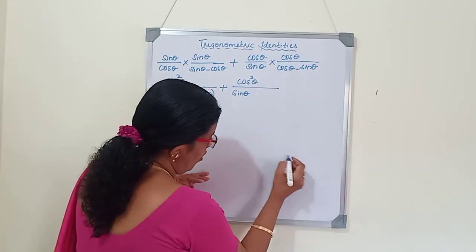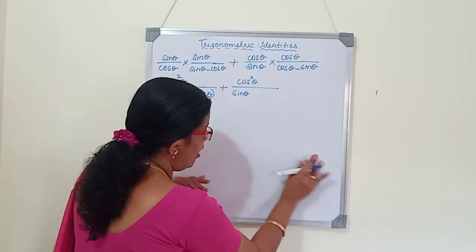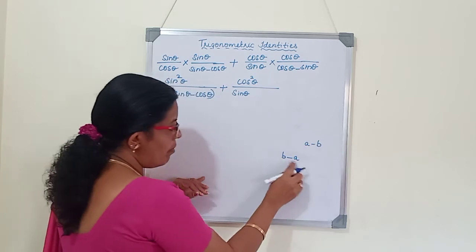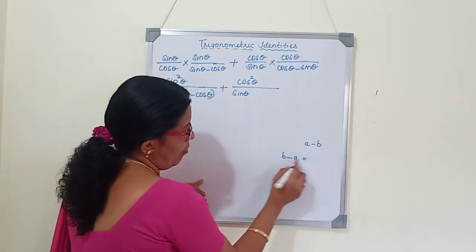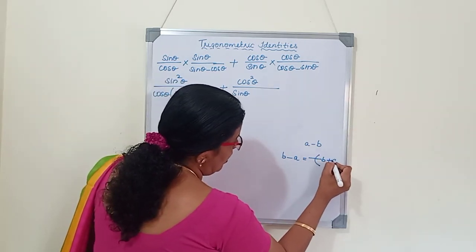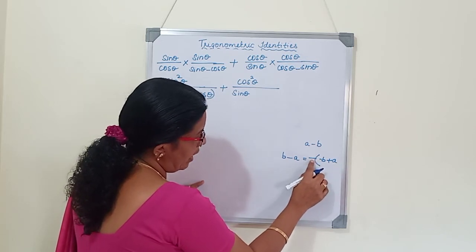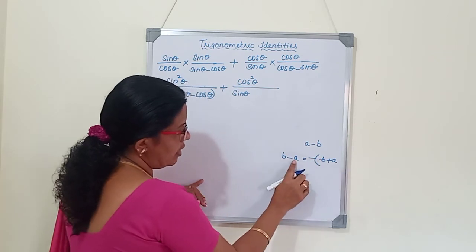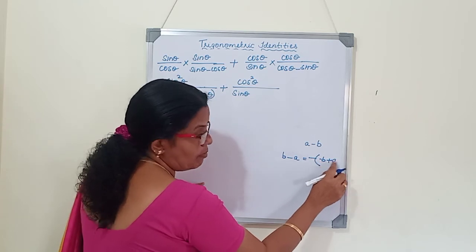So here, for an example, if I want to write b minus a in terms of a minus b, I will take one minus sign common, that is minus of minus b plus a. I will explain. See here, minus into minus is plus b, and minus into plus is minus. So b minus a can be written as minus of minus b plus a.